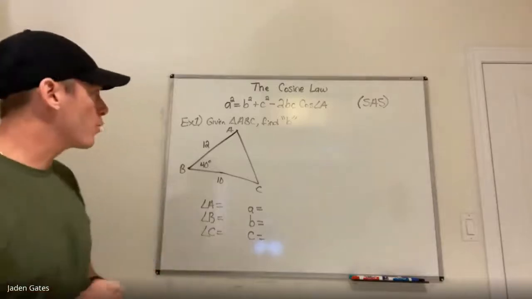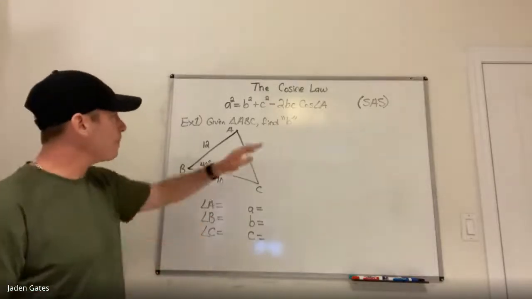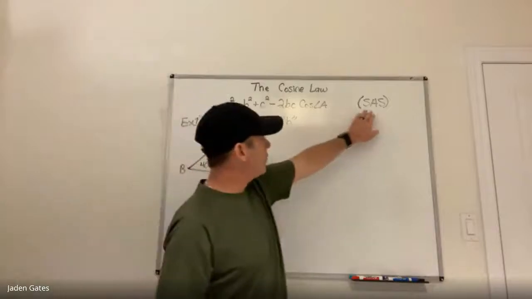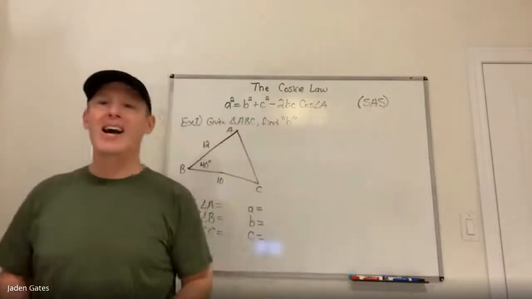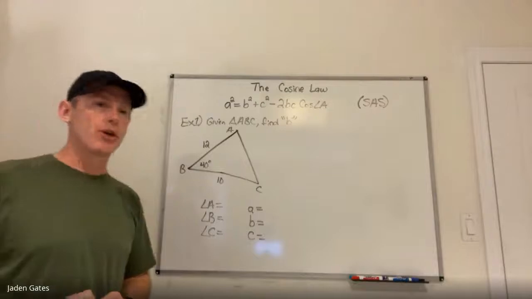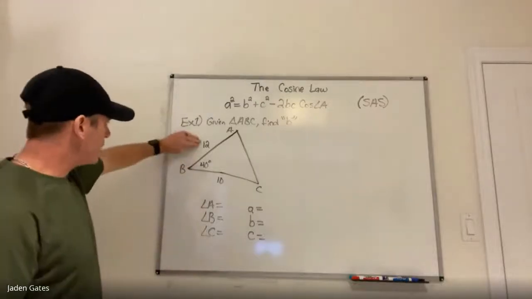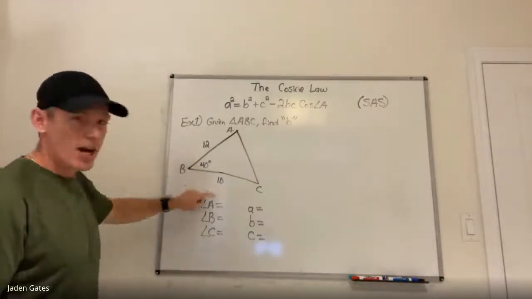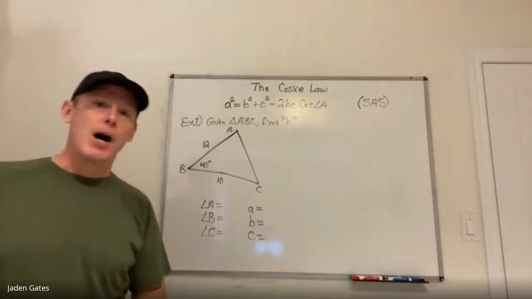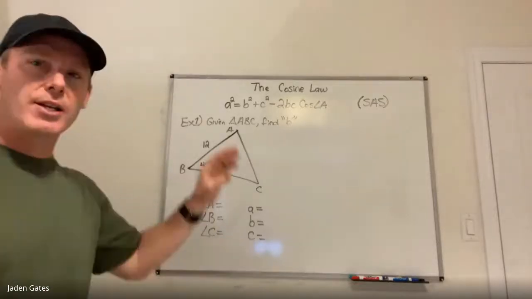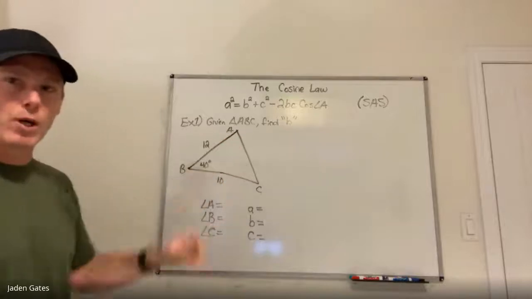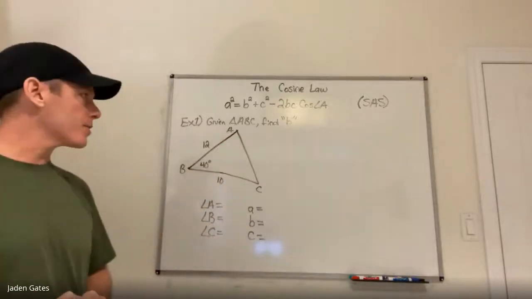So the first situation that we're going to do today is when you have what's called SAS, side angle side. That is when we're going to use the cosine law. So when you have a side, then the angle, and then the side, that's your given information. You cannot solve it using the sine law. So that is, like I said, there's two scenarios. We're going to do one today, one next class.